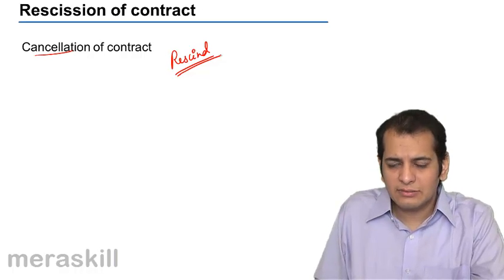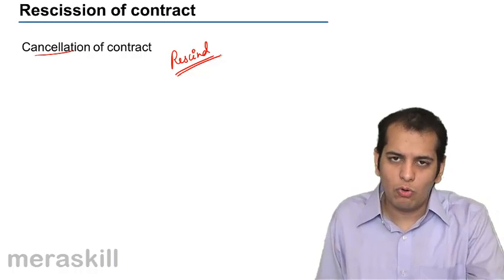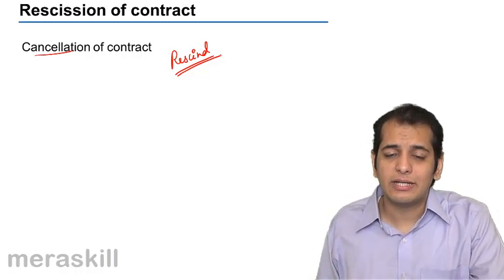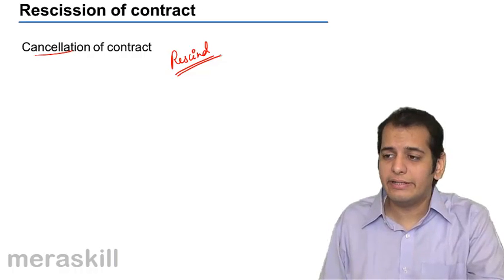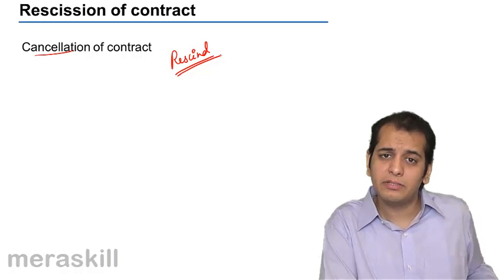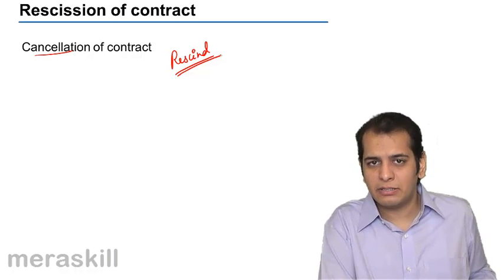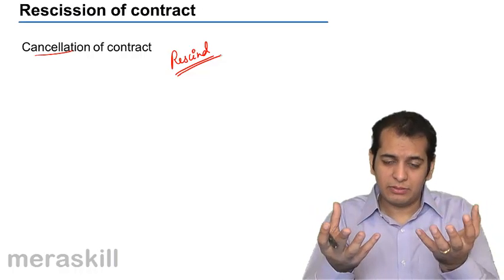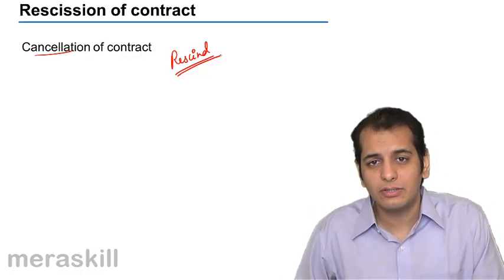Now, you might ask me, the contract has already been broken. What is the need to rescind the contract now? What is the need to cancel the contract? Because it has already been breached by the other party. Now, why does the aggrieved party need to rescind the contract?